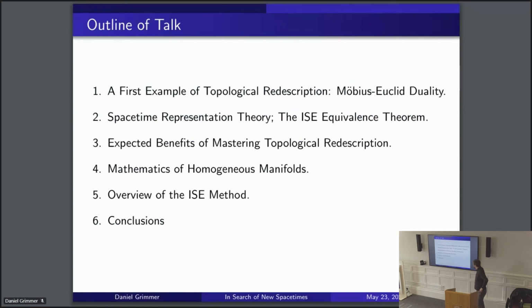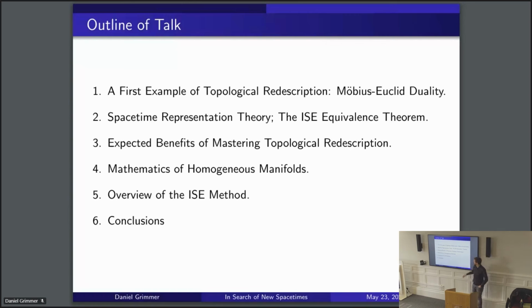But the subject of the talk is topological redescription. So it's best to start off with an example of this. I'll show something I've come up with called the Mobius-Euclid duality, just as a demonstration of what I mean by topological redescription in fairly general terms. Then we'll turn to a more systematic study of these things. I'll introduce what I'm calling spacetime representation theory, and then we'll get to the main punchline of my thesis, which is this ISE equivalence theorem, which shows the scope of topological redescriptions that this ISE method is going to offer us.